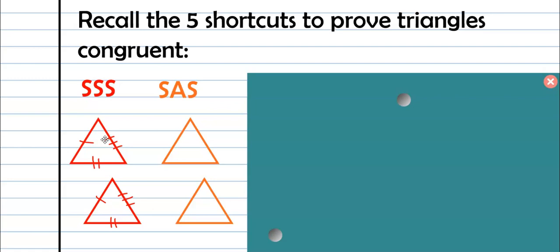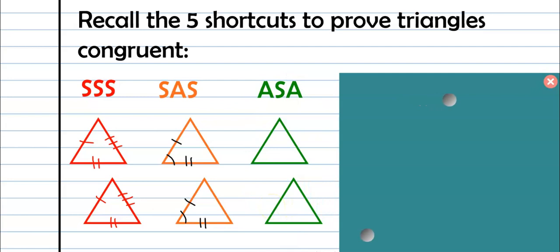Okay. Another one that we learned was side, angle, side. And that one says that if you have 2 sides and the included angle, so side, then angle, then side, of one triangle congruent to side, angle, side of another, then those 2 triangles are congruent. We don't need to know anything else. We don't need to know the third side. We don't need to know any of the other 2 angles.